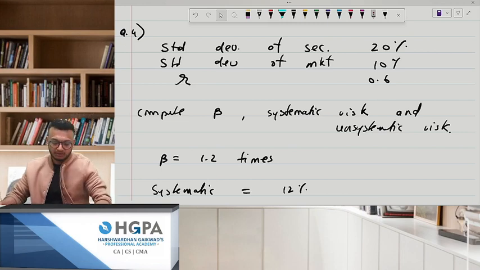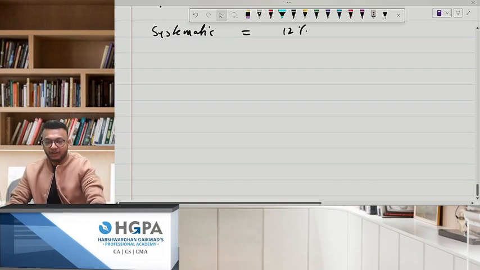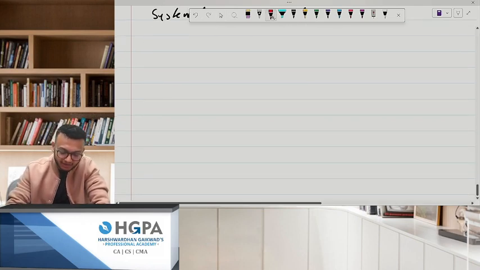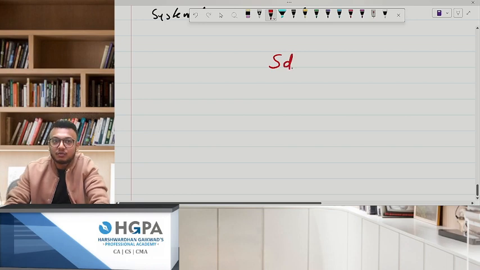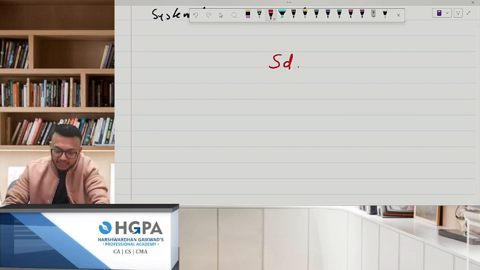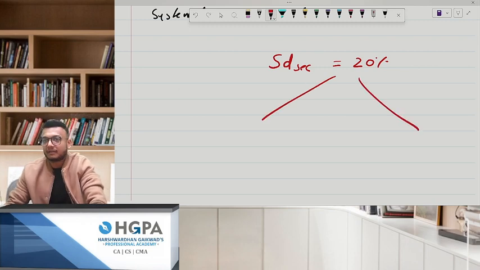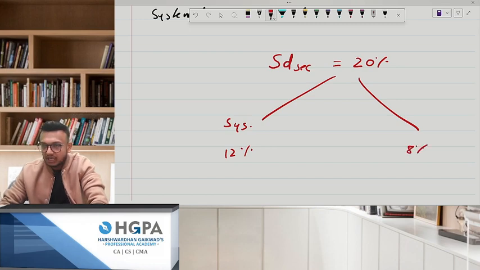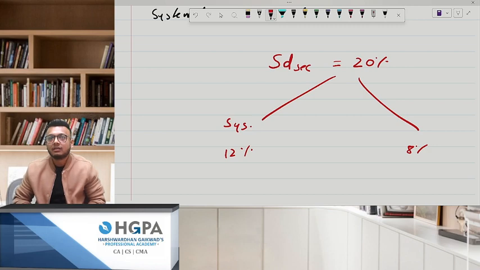Apurva, listen, pay attention. See, when I started off the lecture, what did I tell you about risk? Standard deviation of security, that is your risk, no? And how much was the risk? 20%. This is what is being broken up all along. If I'm getting systematic, how much is systematic? How much will this be then? You only make up a formula. What will be the formula for unsystematic? Total risk minus systematic risk.